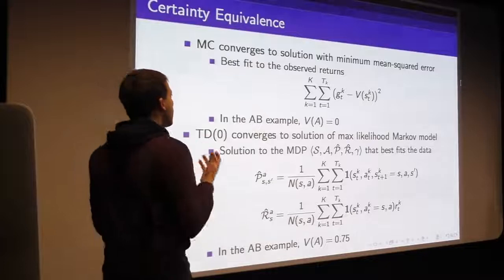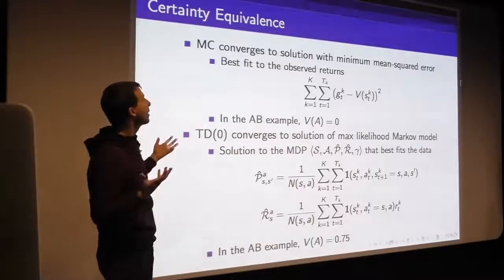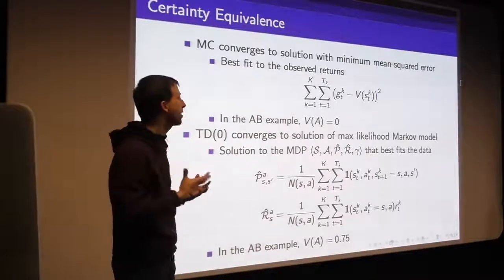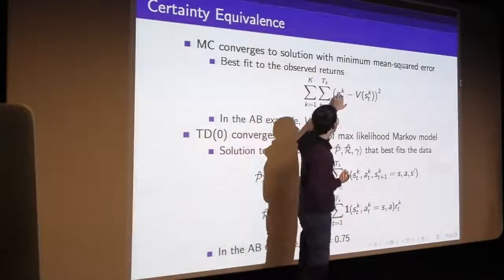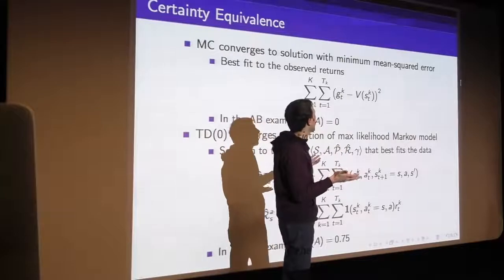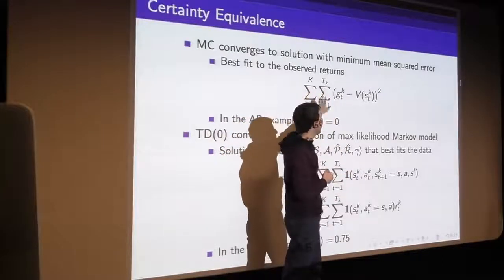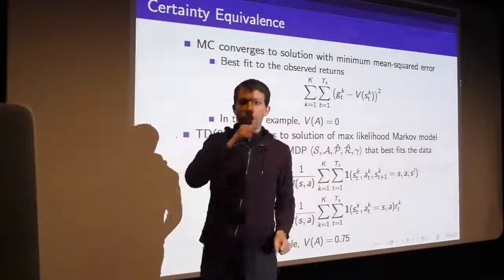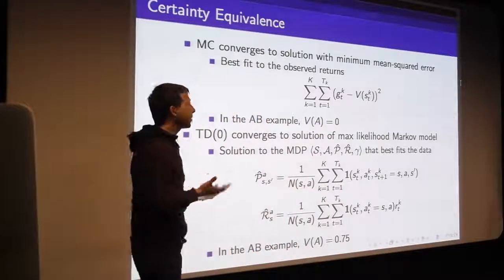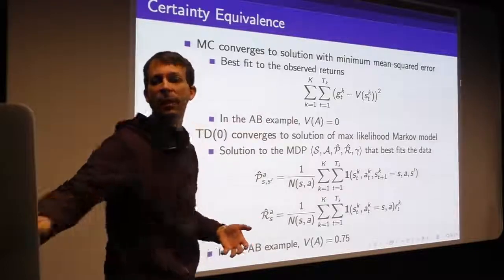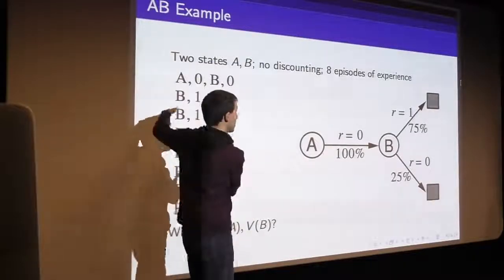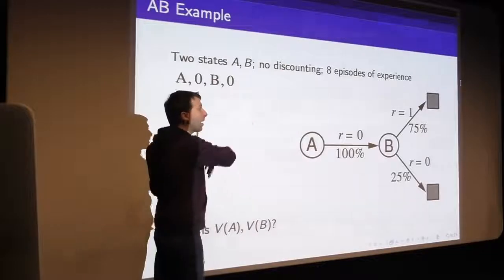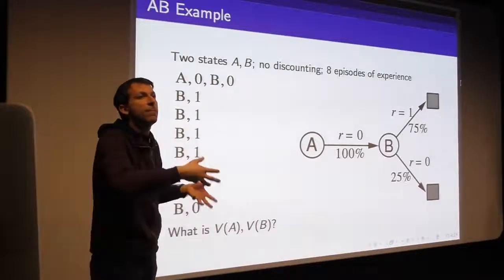So now we understand that, we can see what these converge to. Monte Carlo always converges to the solution that minimizes the mean squared error. So it finds the best fit to the actual returns that we've seen. So if we saw these particular returns, Monte Carlo just minimizes the mean squared error over all time steps, all episodes. It minimizes the difference between the return that we saw, which is G, and the value function. Whereas TD(0) actually converges to the solution of the MDP that best explains the data. So implicitly, what TD is doing is it first fits an MDP, and then it solves for that MDP. Whatever data you've seen so far, it will find the solution to the maximum likelihood MDP model that explains that data.